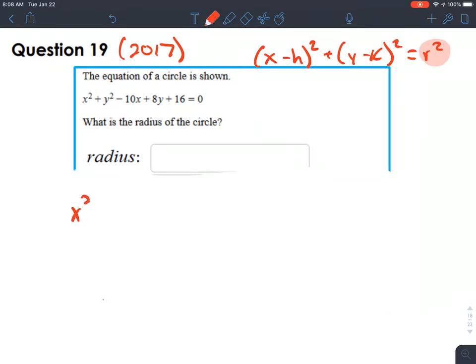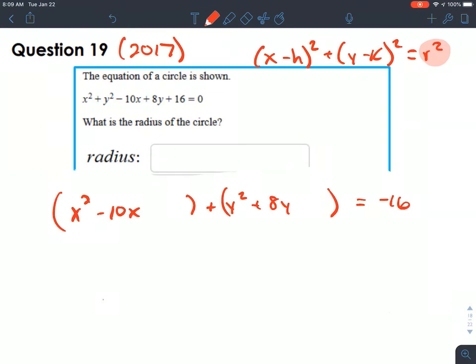To do this, we need to group terms together that have x's in them, group terms together that have y's in them, and get any constants on the right side of the equation. So I moved the 16 to the right side, so that means I subtracted 16 from both sides, puts it over on the right. Now I'm grouping the x's and y's together so that I can make them perfect square trinomials.